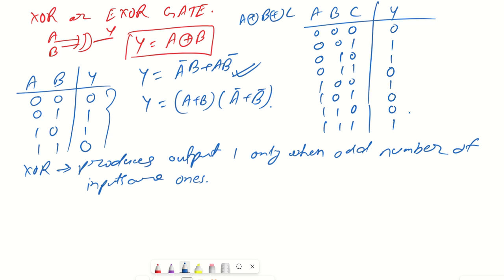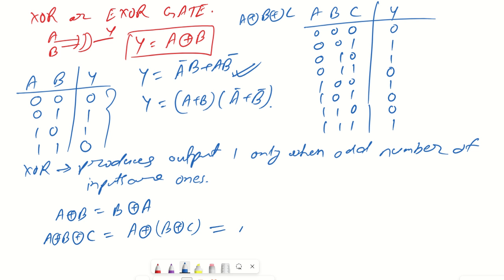Okay? Now, a little bit of properties for this XOR gate: if you see A XOR B, it will be equal to B XOR A. Okay, so it is the commutative property. Now, if you want to find out A XOR B XOR C, you can first find out B XOR C, and then do the XOR operation with A. Otherwise, you can also do A XOR B, and then do the XOR operation with C. So for three variables, you can do that and you get the same results.